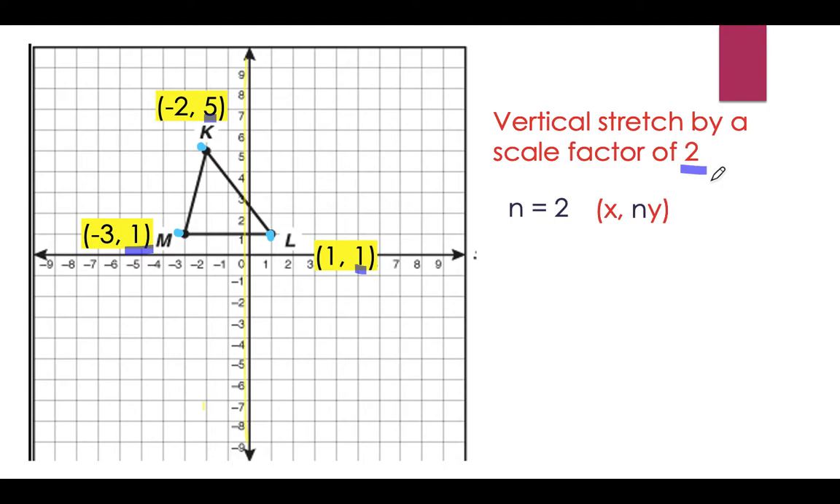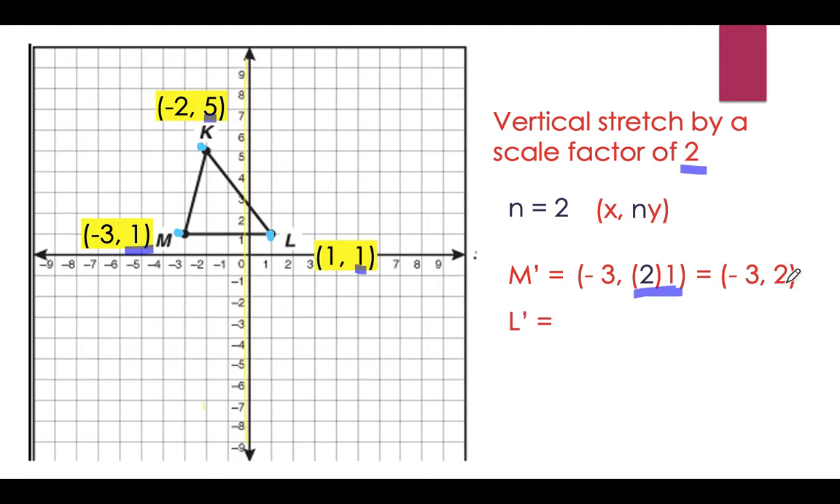So if I look at point M, I have the ordered pair -3 and 1. And again, notice how I only multiply the y coordinate by my scale factor, which is 2. So the image, or M prime, the point for M prime is now going to be at -3 and 2. I'm going to do all 3 points.